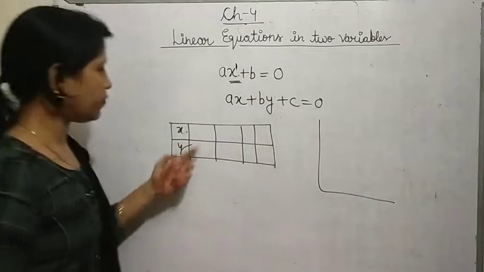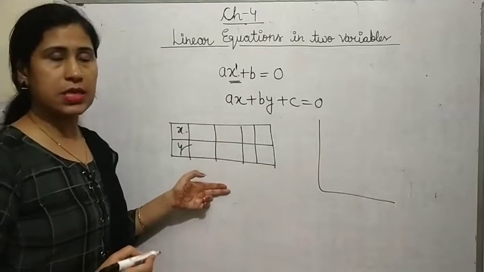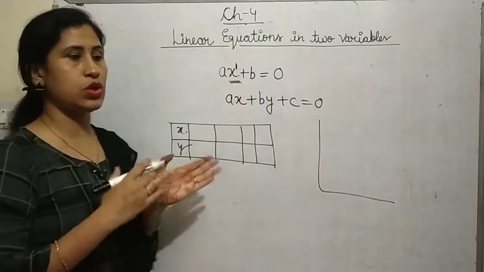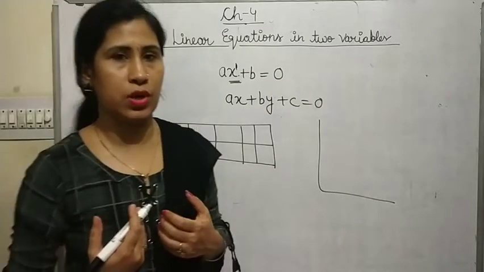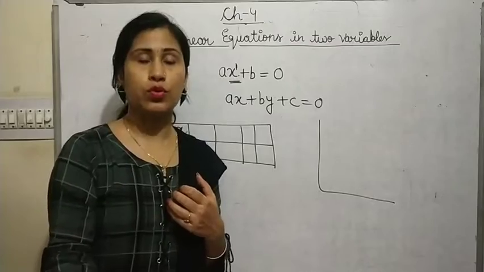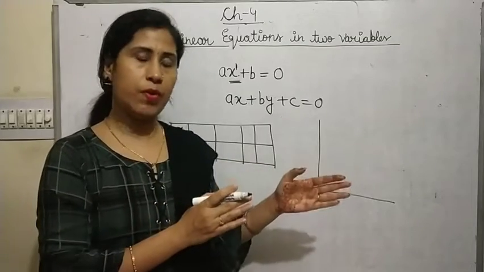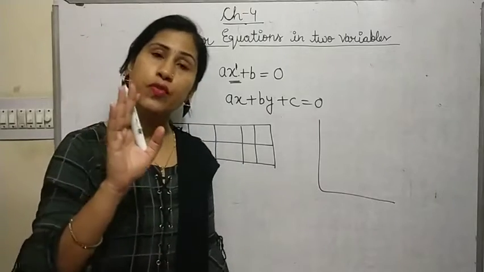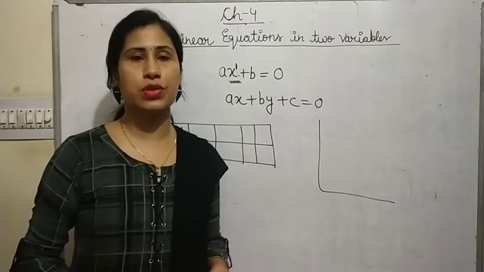Whatever values come, we call them a solution. Let x be equal to 0, 1, 2, 3. Suppose I have taken 0, 1, 2, 3 and maybe you have taken 2, 3, 4. Obviously your 2 and 3 will be common, but the others will be different. So that will also be correct. Don't think that my solution is wrong.